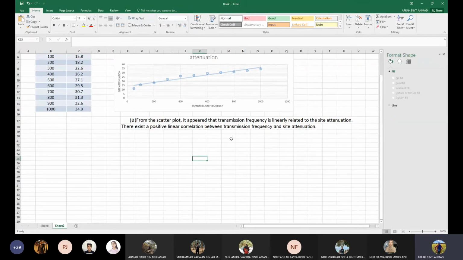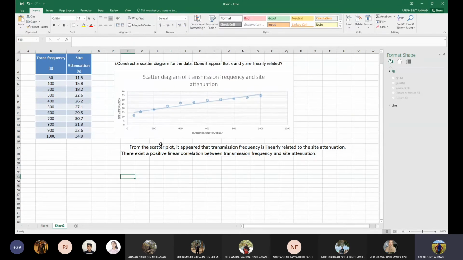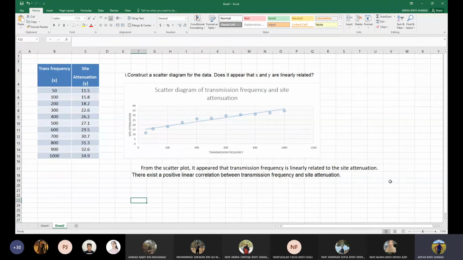Okay, there exists a perfect positive linear correlation. From the scatter plot, it appears that the transmission frequency is linearly related to the site attenuation, and there exists a positive linear correlation between transmission frequency and site attenuation. So yang nak salin boleh salin dulu.